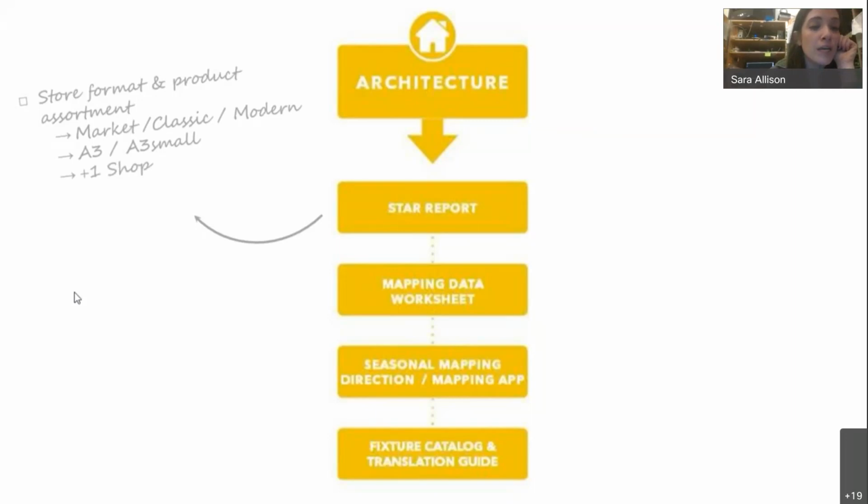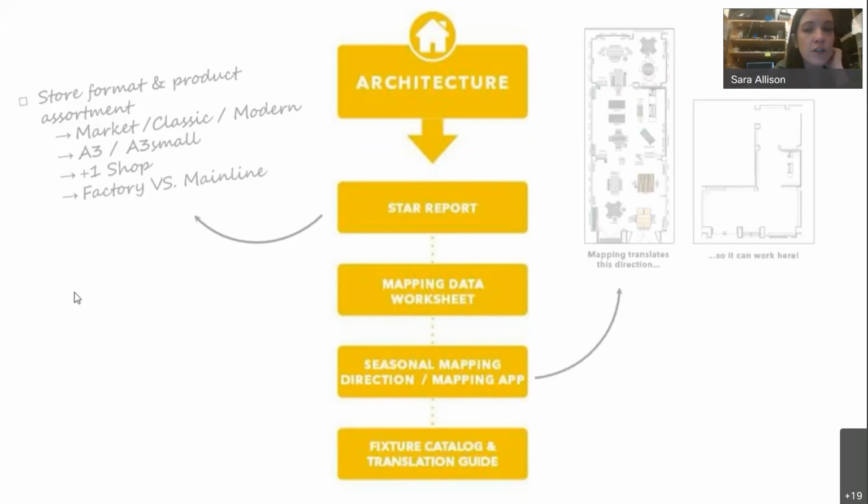So we have A3 stores that carry a full assortment. Then we have A3 small stores that carry a slightly smaller assortment, maybe fewer color choices in certain things, or they don't carry certain collections because their space is smaller and they wouldn't be able to fit all of those things. Your store design is also important here and is listed on your STAR report, whether you're a factory versus a mainline store. So all of those things go into architecture.